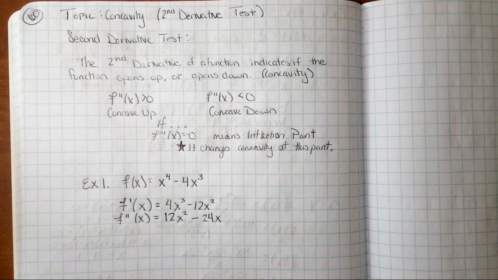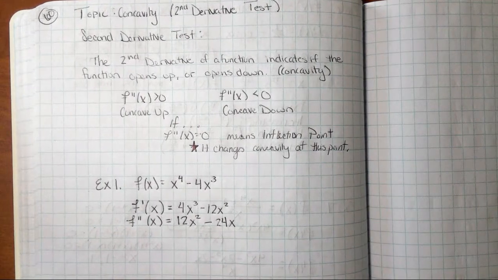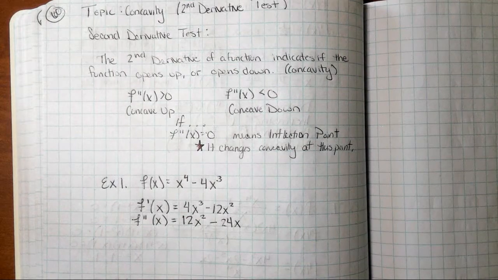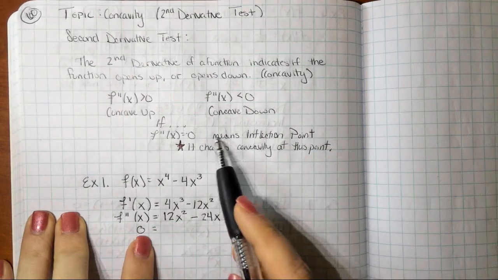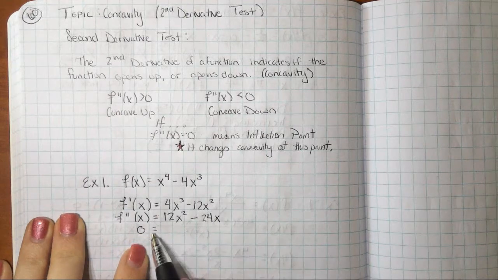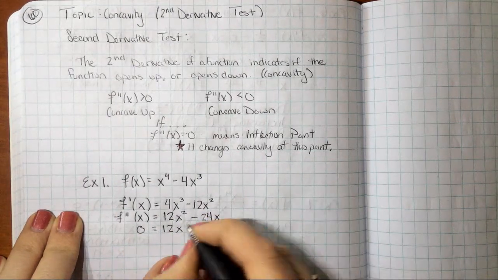Okay. So, very similar to what we just did last time with the first derivative test, we're going to take our second derivative and set it equal to 0. Now, this is what Kaylani asked before, which means we are looking for inflection points. When we set it equal to 0, we're saying, okay, I want to find the inflection points.